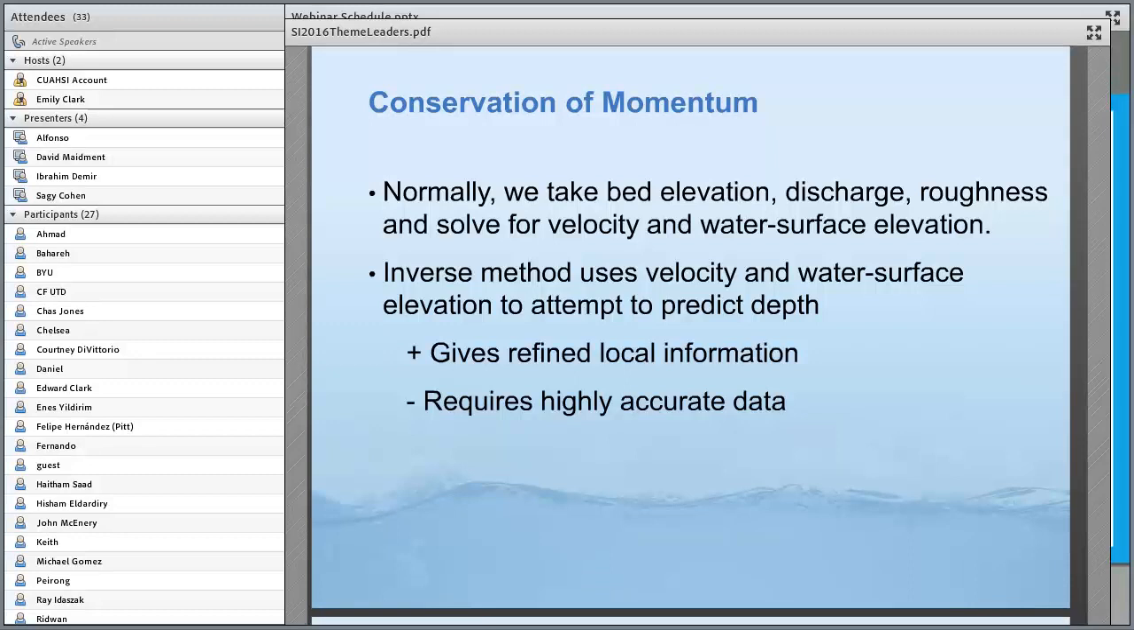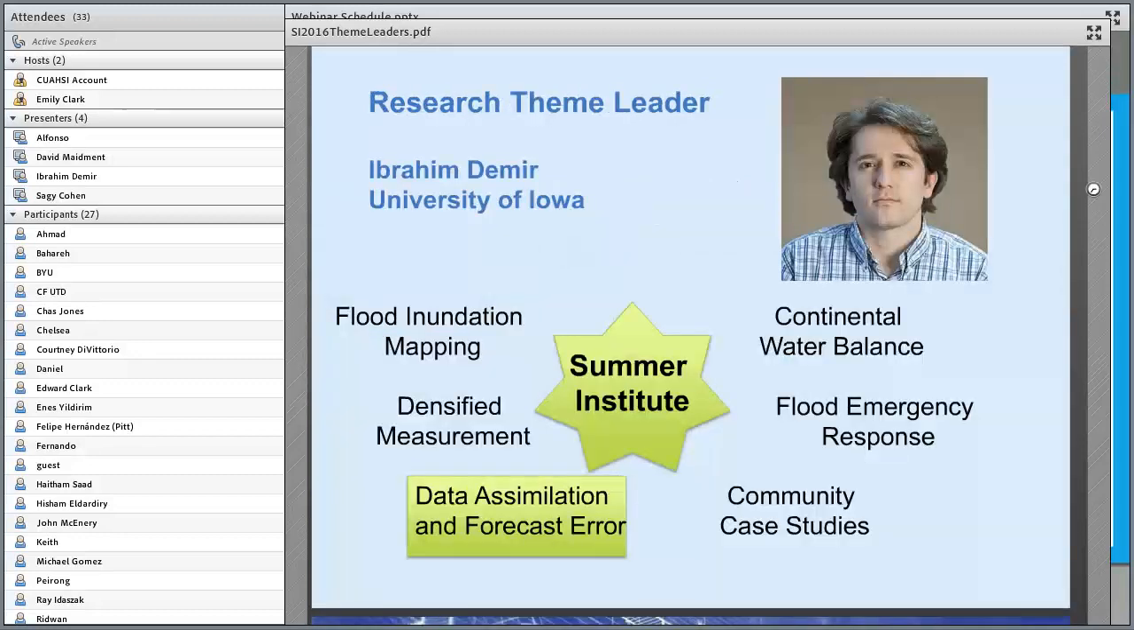I want to turn now to our next speaker, Ibrahim Demir from the University of Iowa, who's going to talk about data assimilation and forecast error. Go ahead, Ibrahim.